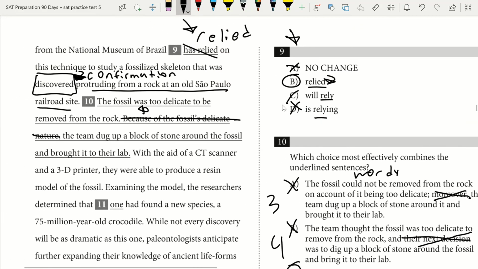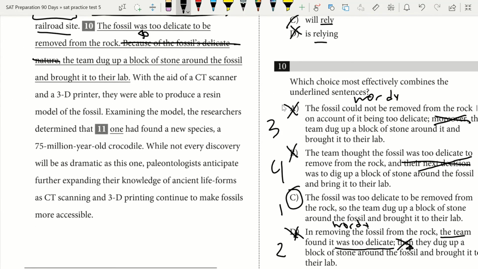All right, now let's go ahead and take a look. We've got question 11 now. With the aid of a CT scanner and 3D printer, they were able to produce a resin model of the fossil. Examining the model, the researchers determined that they had found a new species. How do I know it's they without even looking at my answer choices? I can tell you that'll be the correct answer. How do I know that? Okay, well, I know I'm talking about the researchers.